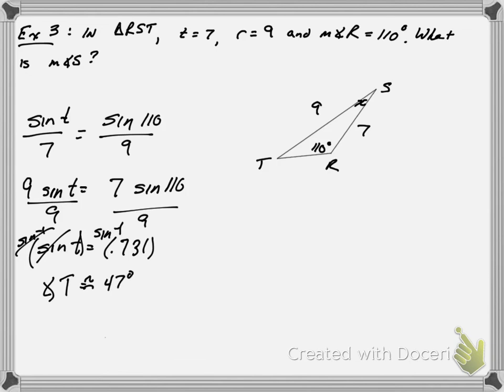So to find angle S then, you're going to take 180 minus 110 minus 47. And that's going to give me 23 degrees.